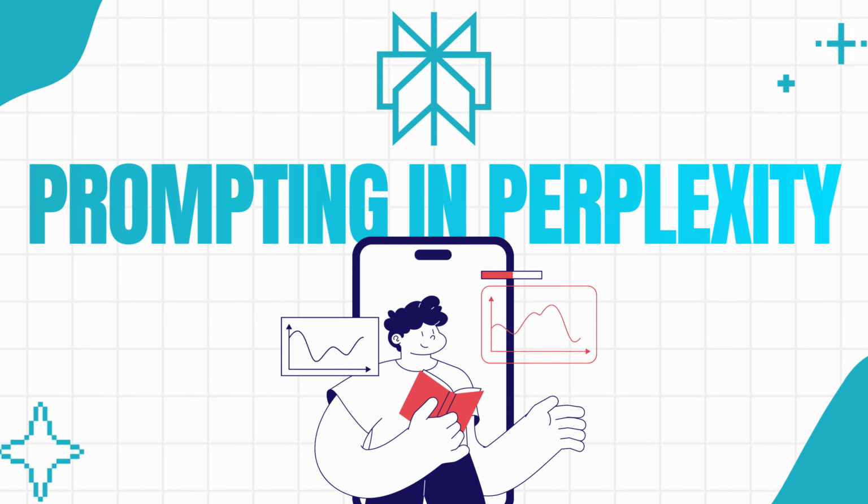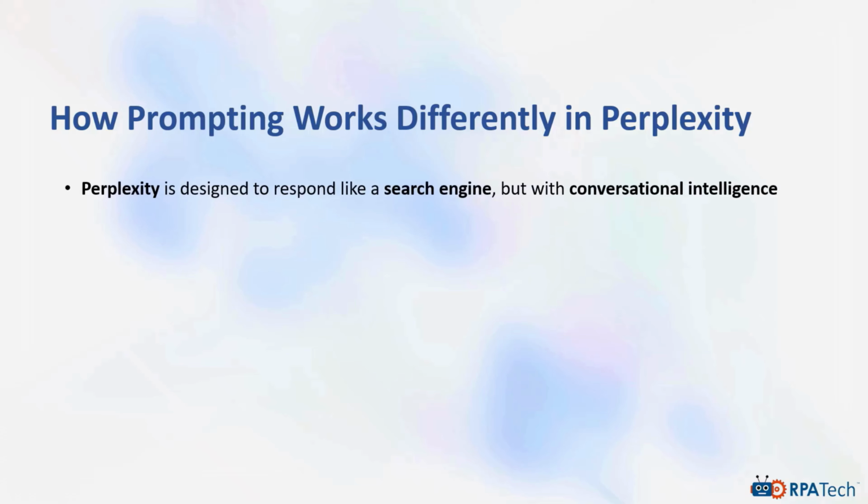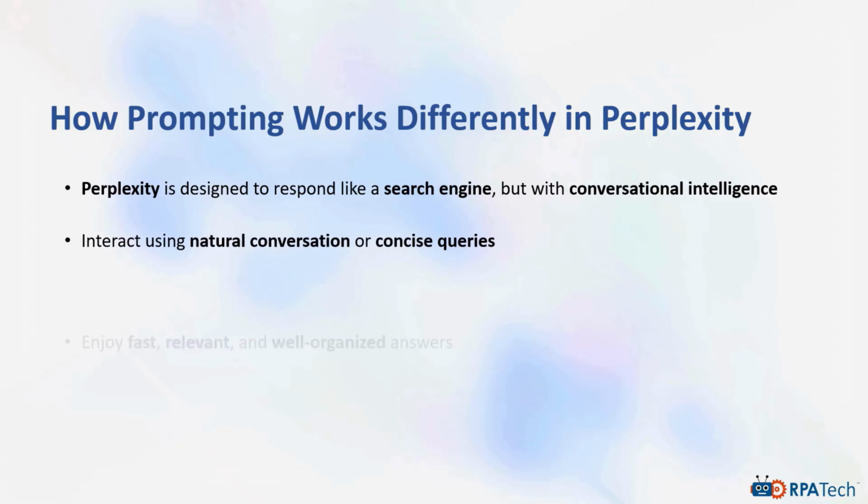Let's get started. To get started, let's talk about what makes prompting unique when you use Perplexity compared to traditional AI chatbots or search engines. Perplexity is designed to understand and respond to your queries in a way that's much closer to how you interact with a search engine, but with the intelligence and context of a conversation.